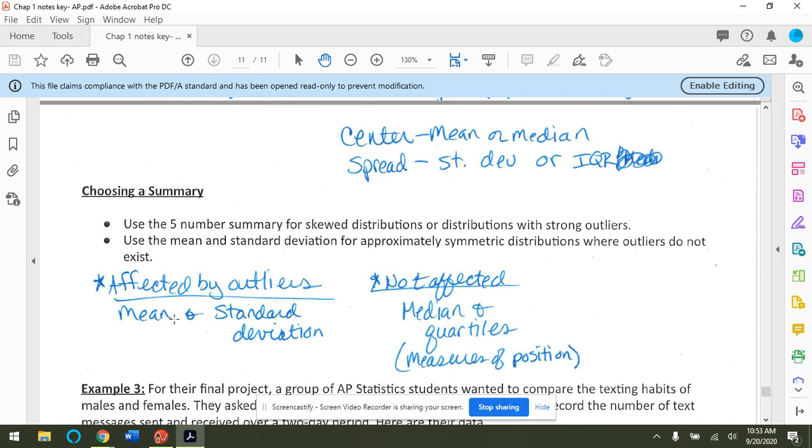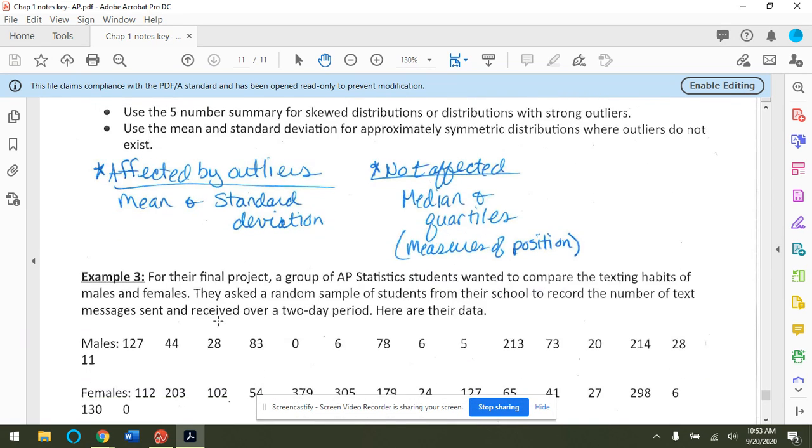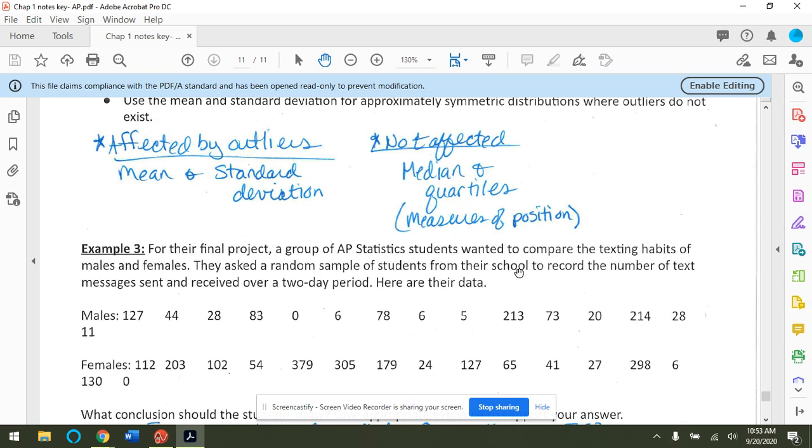Not even close. So what I want you guys to do is pause the video right now, try number 3 on your own of putting in your data set. I will model it in a minute, but take number 3, you're going to type in males and females, okay? And we want to decide if we're comparing the texting habits of males and females, all right? So I want you guys to put in males as a data set in column A, and in column B, put in females as a data set.